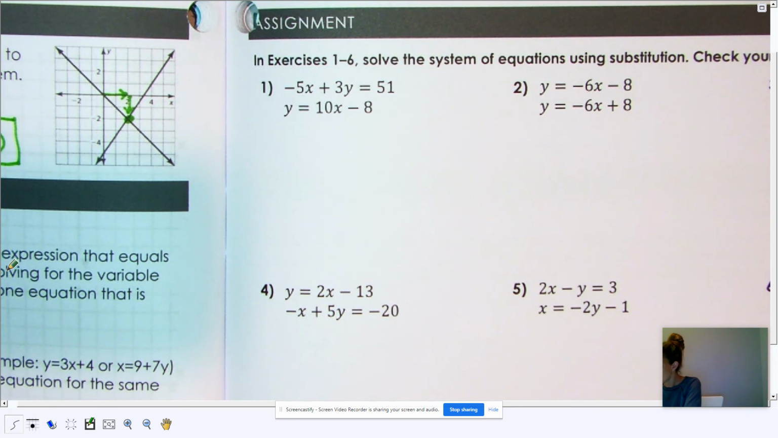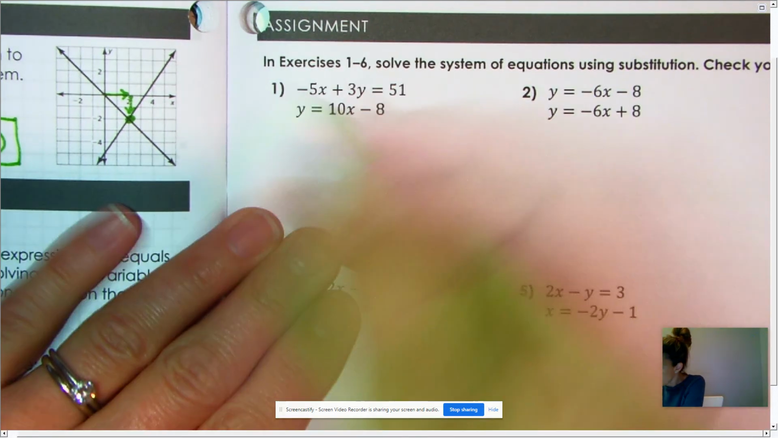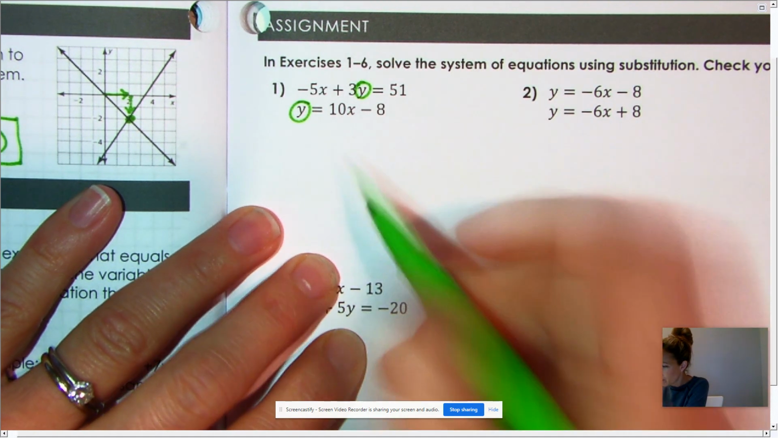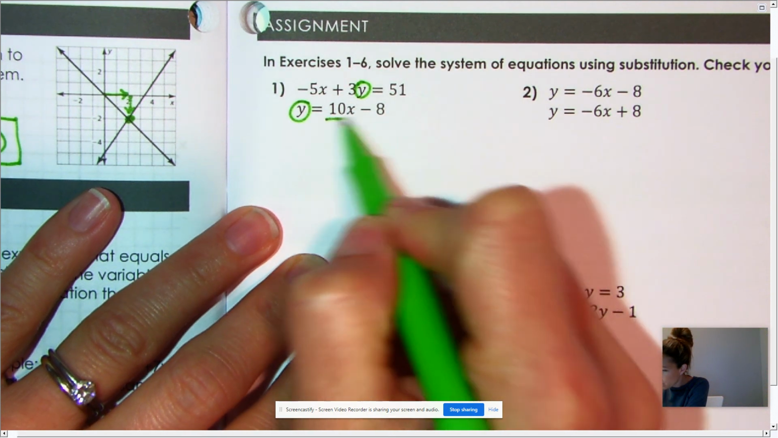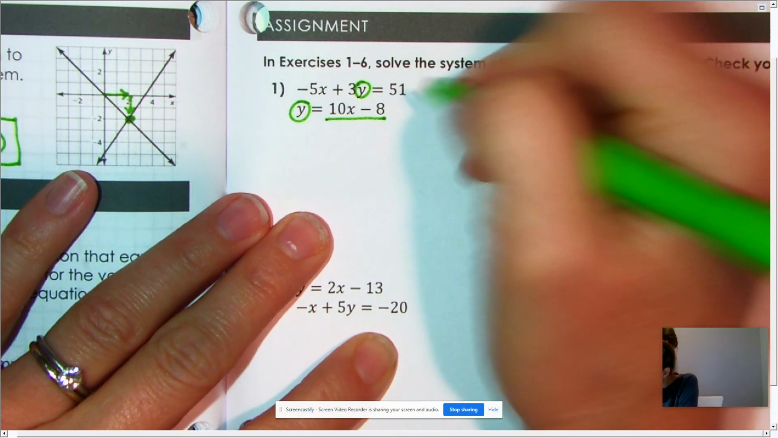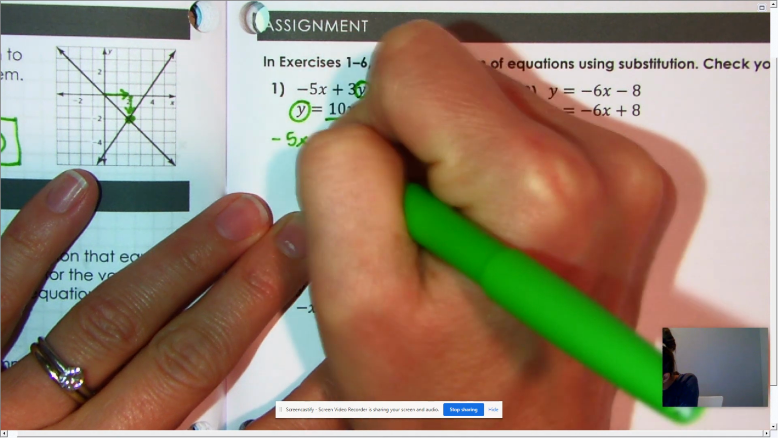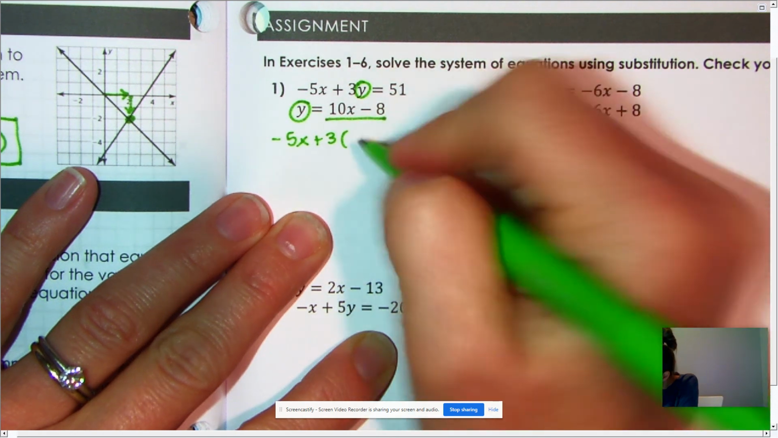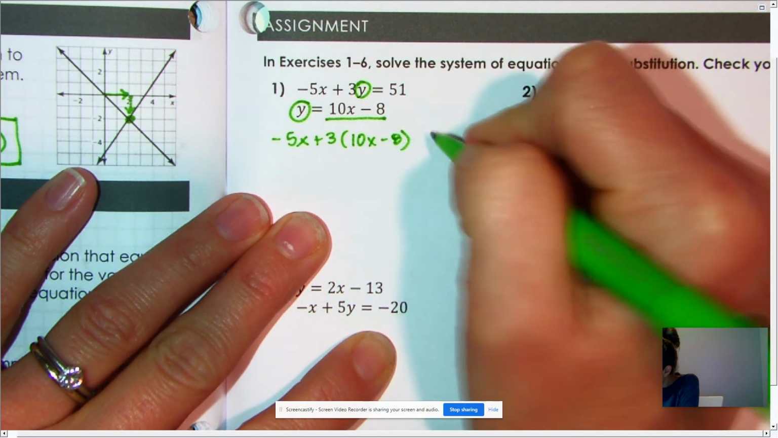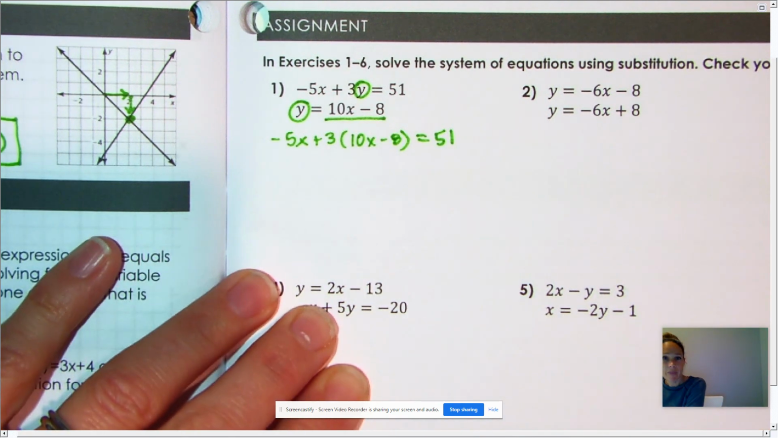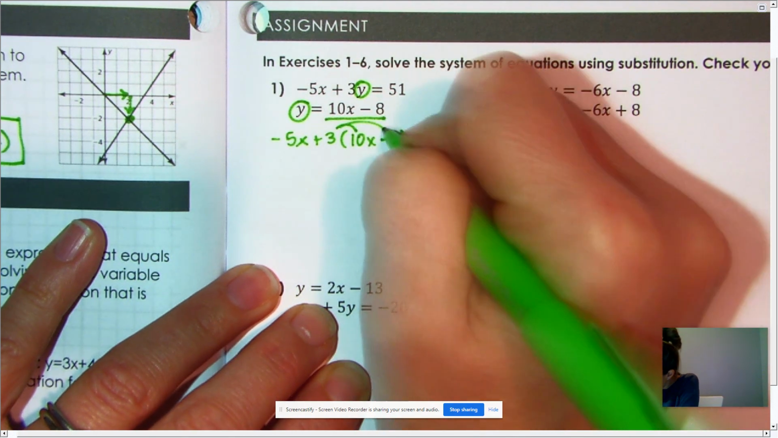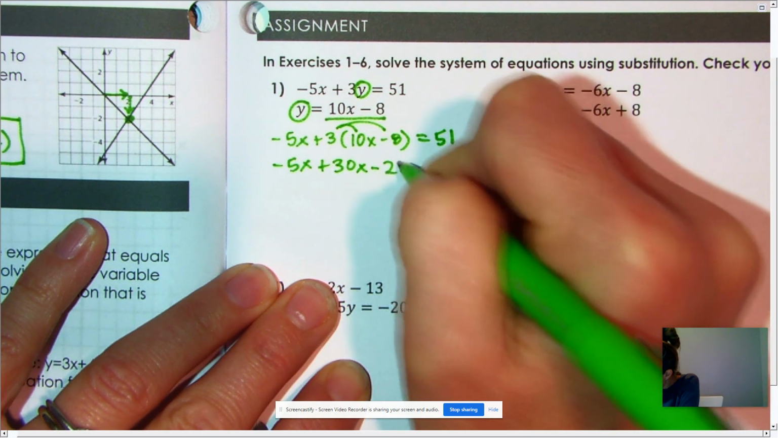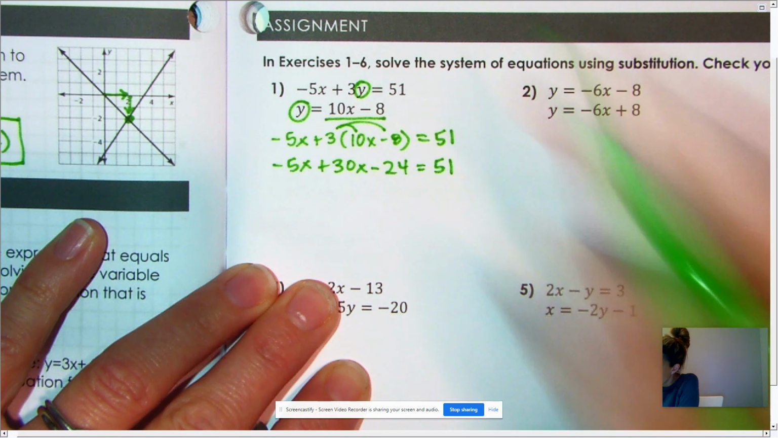All right, question number 1. We're going to solve using substitution. So here's y. I found y again. Make sure you find the same letter that is by itself. Then we're going to take this value and plug it in. Okay, so I'm going to write that equation, negative 5x plus 3, instead of the y, now I'm going to put this in, 10x minus 8, and then equals 51. Okay, so now I'm going to distribute. So I have negative 5x plus 30x minus 24 equals 51.